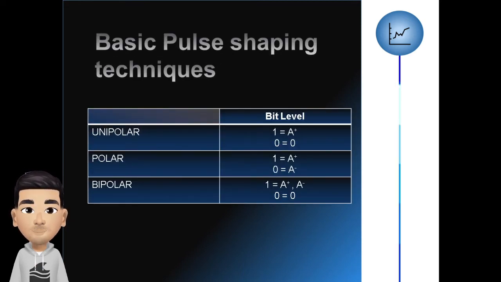Next, to further understand how we can shape the pulse, these are the basic pulse shaping techniques. In unipolar, the bit level 1 is equal to A positive, then 0 is equal to 0. In polar, 1 is equal to A positive, then 0 is equal to A negative. Then in bipolar, 1 is equal to A positive or A negative, then 0 is equal to 0. In bipolar, the following signal will depend on the previous data. So later on, we will discuss it more so we can understand.